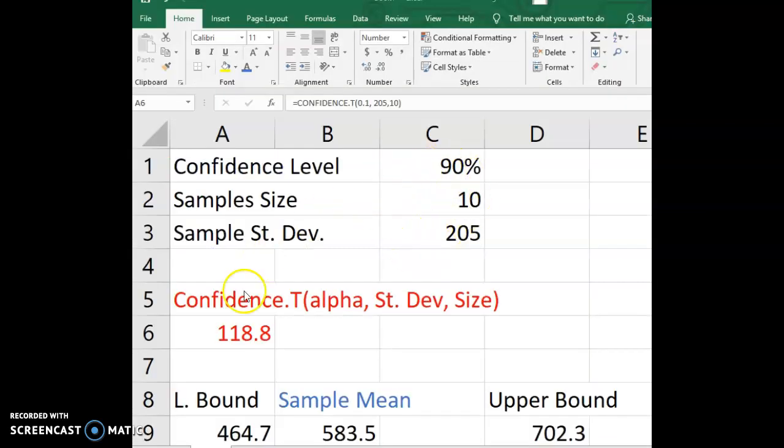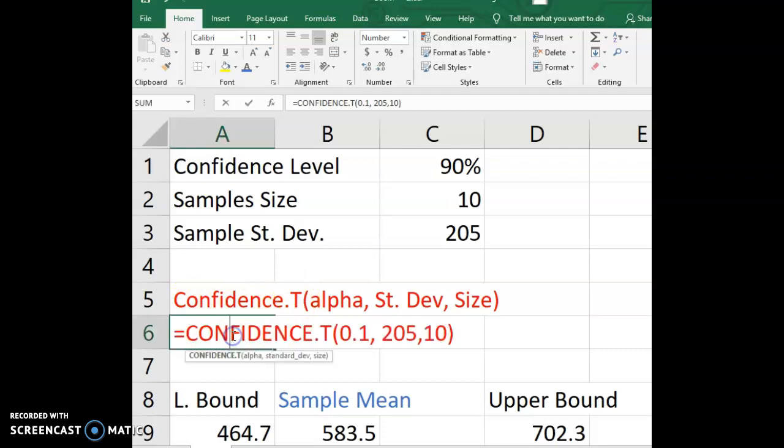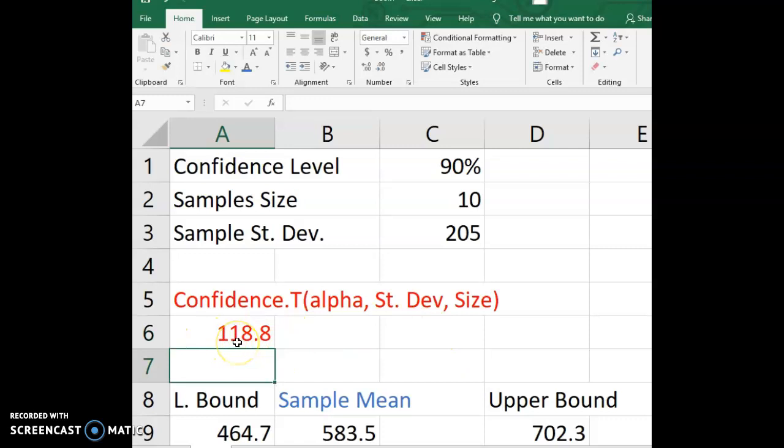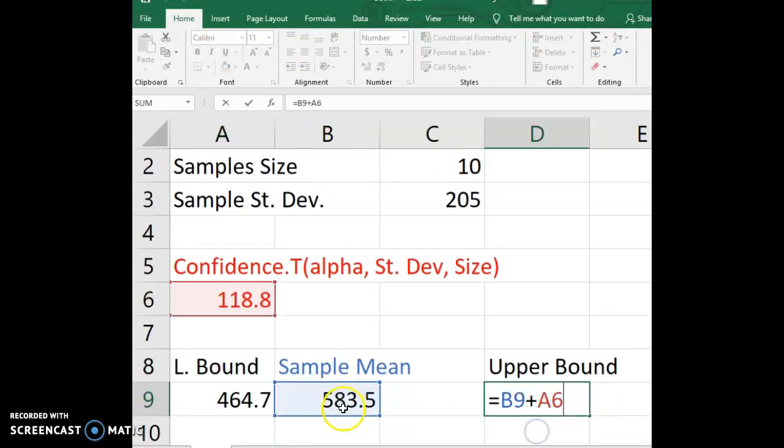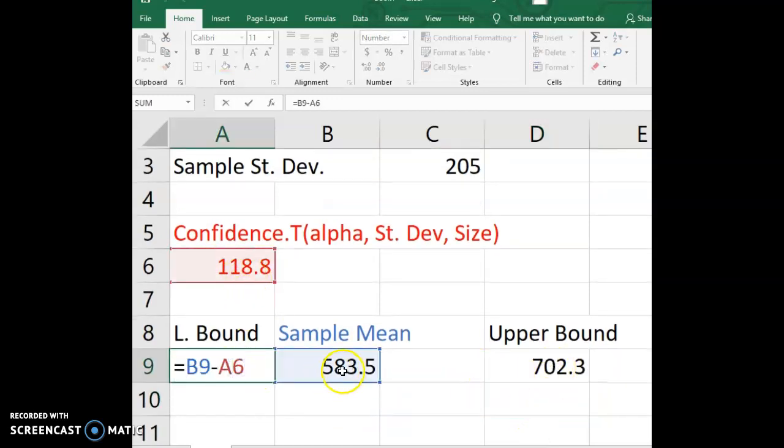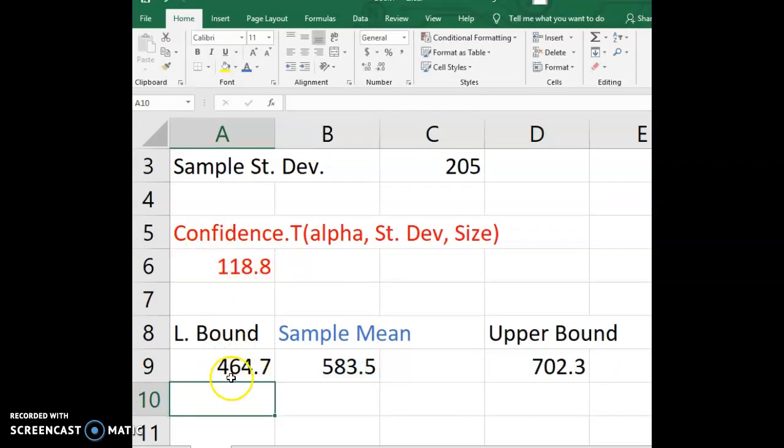So here's our information. In Excel, we use this formula, confidence.t, for our t-distribution. And this will give us back the margin of error. So our alpha is 10%, 100% minus the confidence level. Then enter the sample standard deviation and then the sample size. And you get your margin of error. To construct the confidence interval, sample mean is always right in the middle of the confidence interval. Take the sample mean and add the margin of error to get the upper bound. Take the sample mean, subtract the margin of error to get the lower bound.